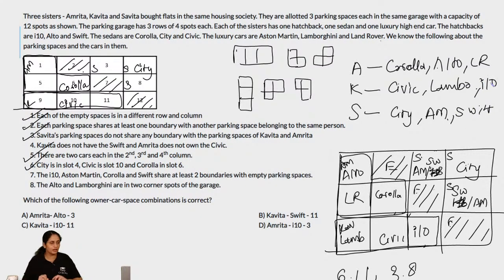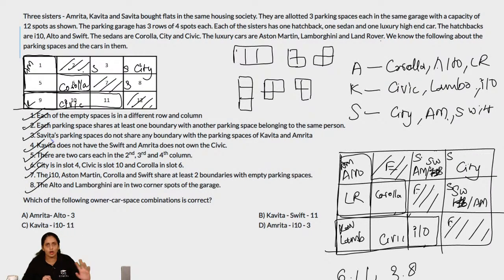So this is the final configuration. You have Alto, Land Rover and Corolla with Amrita, and her block is this L-shaped block of 1, 5, 6. Kavita has Civic, Lamborghini and I-10, which is the base flat line over here, and Savita's is this L-shaped. So she has Aston Martin, Swift and City. City's position is known. Aston Martin and Swift can be interchanged as such. So this is a final arrangement using all the clues that are there.